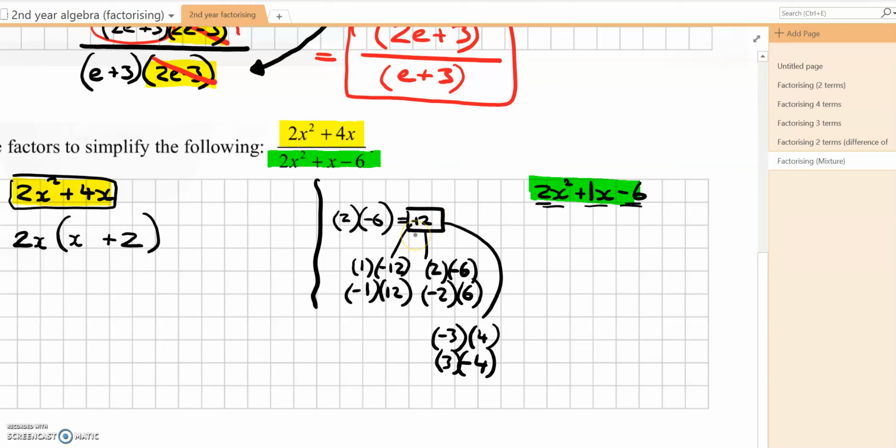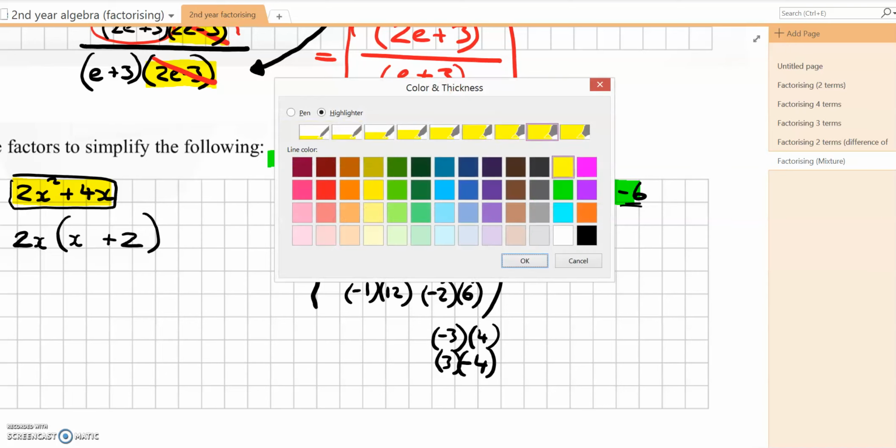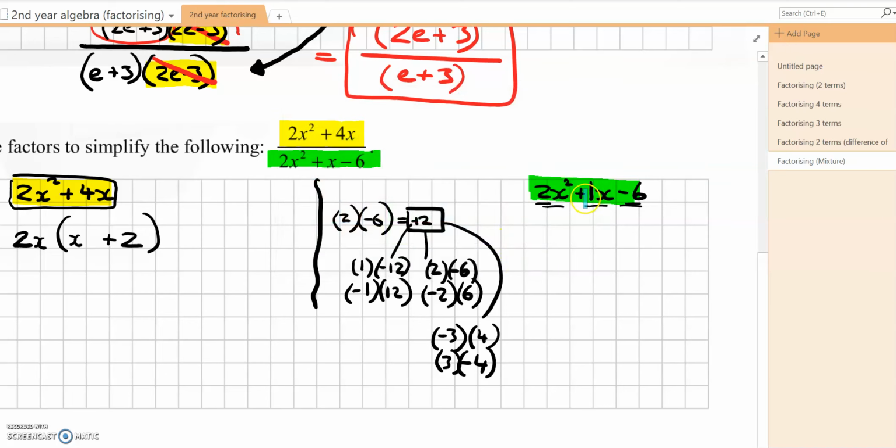So now which one of these factors will give me the middle number of 1? Let's see. 1 minus 12, that's minus 11. It's not that. Minus 1, 12 is not that. 2 minus 6, that ends up as minus 4. Not that. Minus 2, 6, that's 4. Not that. Minus 3 plus 4. Here we go. This is it. That gives me 1, doesn't it? It gives me plus 1. 3 minus 4 would give me minus 1, so it's not that one.